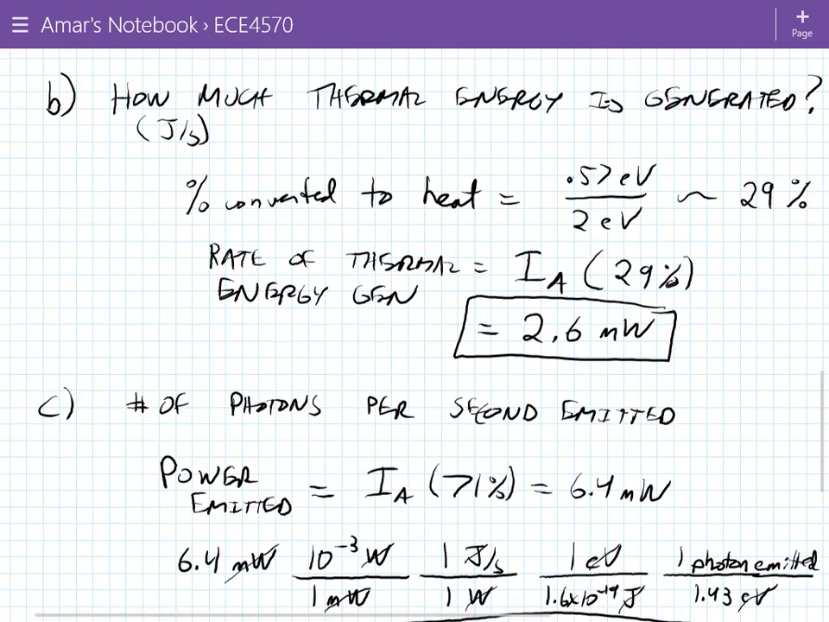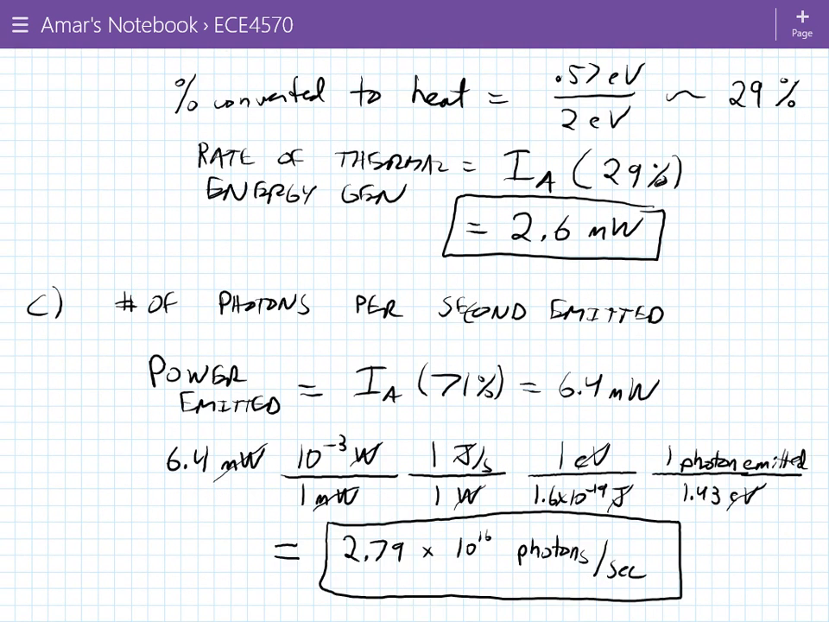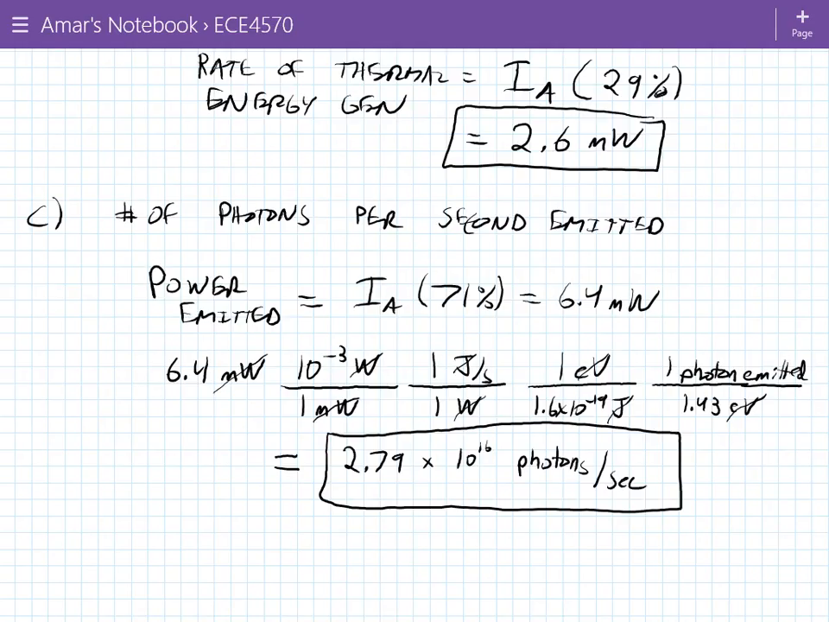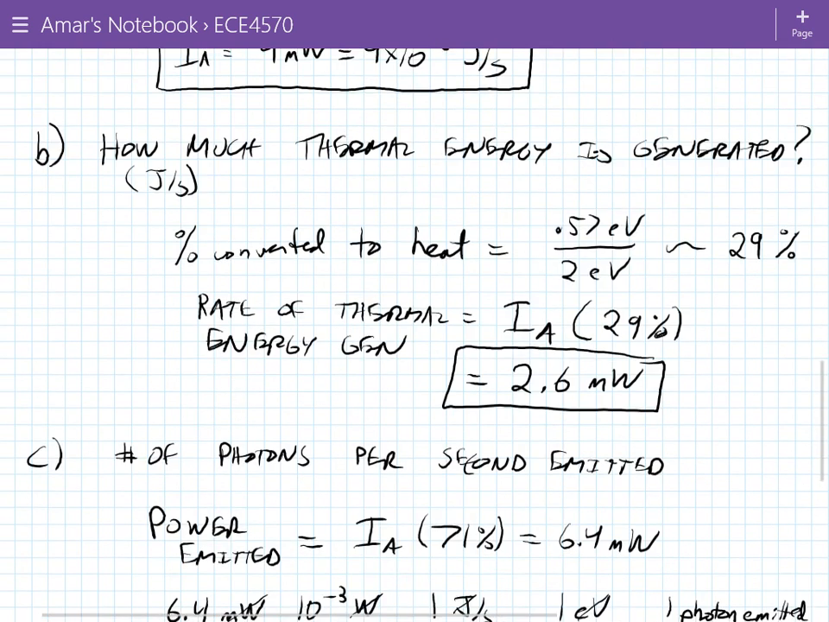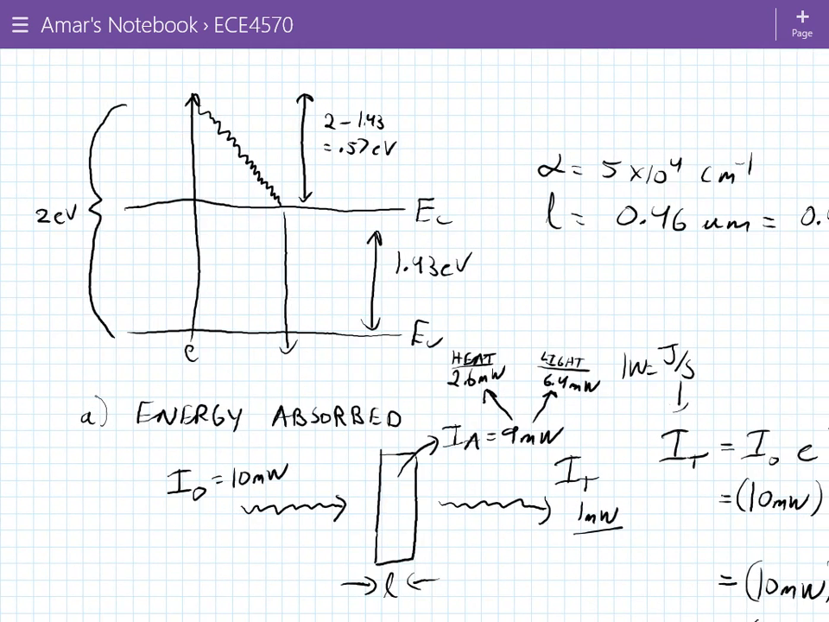All right, so just to recap here, to figure out the number of photons per second emitted, we first had to figure out the amount of optical power. We figured out that there's 6.4 milliwatts of optical power. Now, 6.4 milliwatts of optical power means that the logic here is that every photon that's emitted has 1.43 electron volts of energy. And that can be converted to joules.